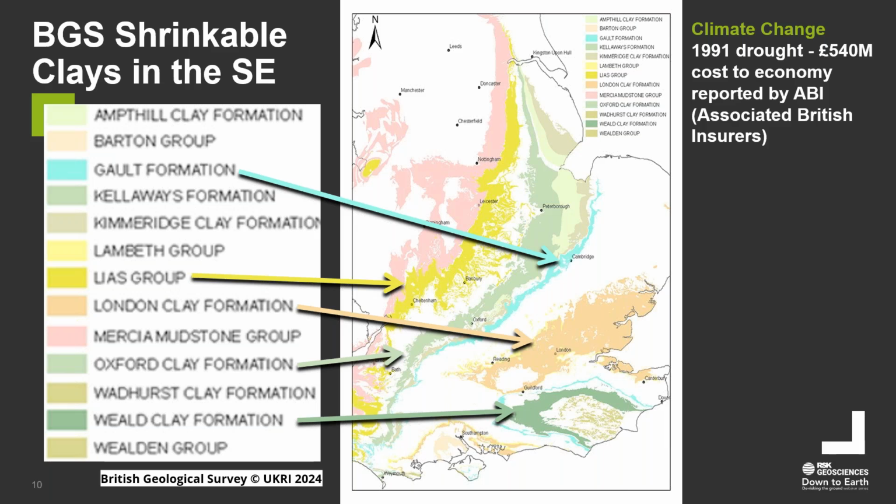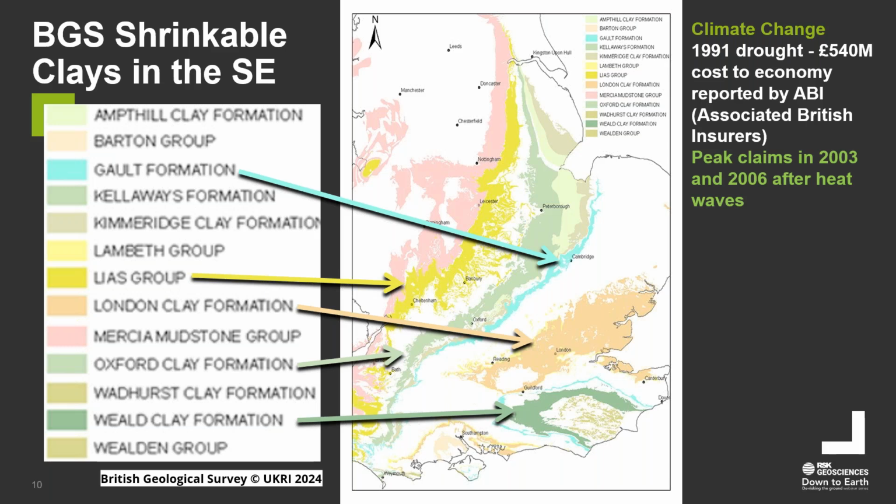In 1991, £540 million is reported to have been the cost of the drought. I can recall 1976 there being a drought that I think first maybe has introduced a lot of these concepts of foundations in clay requiring to be deeper, particularly near trees or to areas where trees were removed.